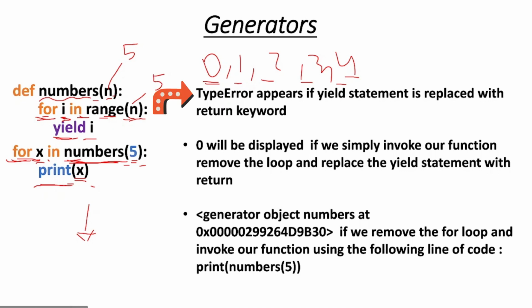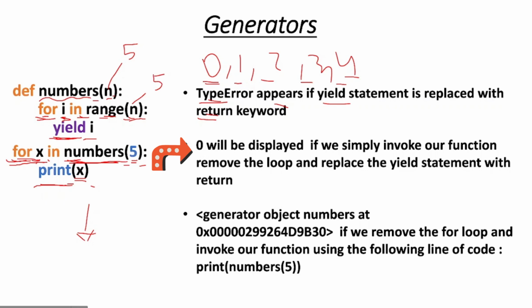Now the type error appears if the yield statement is replaced with the return keyword. So if we are to replace the yield statement with the return keyword, we will have a type error displayed in our console with the following message, as this specific function is not a generator, so we cannot use the for loop outside the function and apply the for loop on our numbers function.